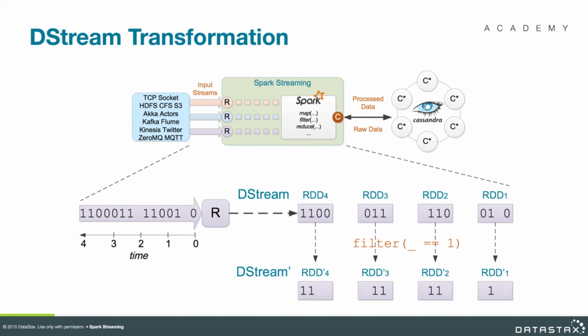Since those are RDDs, we're able to send them into the regular Spark engine and do analysis on them the way we normally would. And here's a picture of just that sort of analysis. We've got our D stream, which is a sequence of these automatically generated RDDs, and we perform a filter operation on it. We filter it such that we only want the values that are equal to 1, and that's what we get out in the RDDs that you see at the bottom of the diagram.